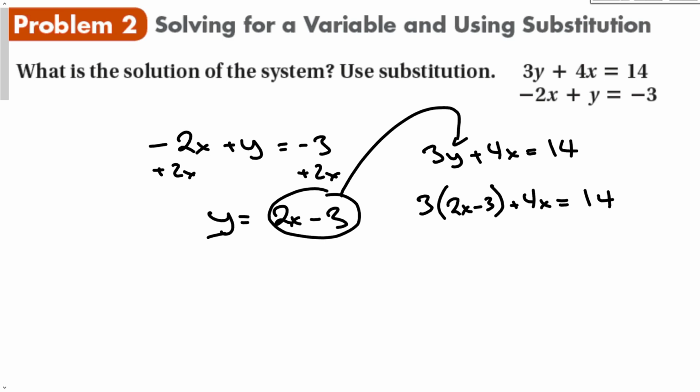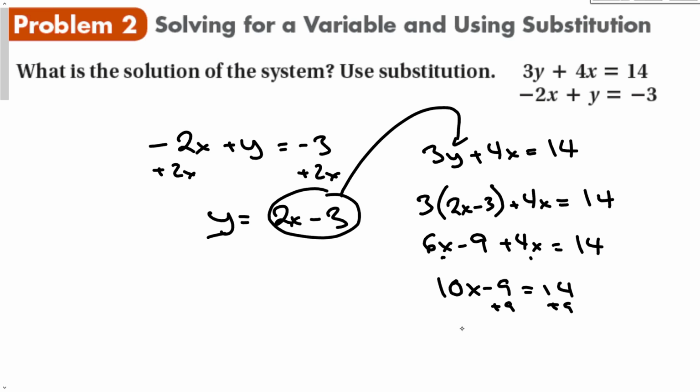And now this is just a matter of solving for x. So let's distribute. 6x minus 9 plus 4x is equal to 14. That's 10x minus 9. When I put these together, they're on the same side, so I can just add them together. Is equal to 14. Add 9 to both sides. 10x is equal to 23, which makes x 2.3. Is it okay that I got a decimal? Yes. Okay. Systems don't always have to give you perfect numbers.